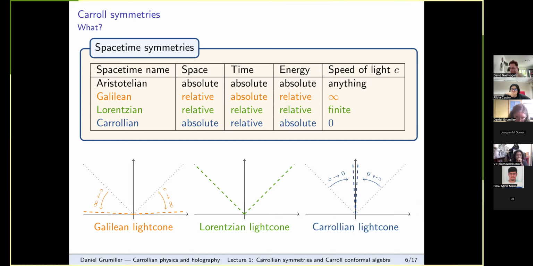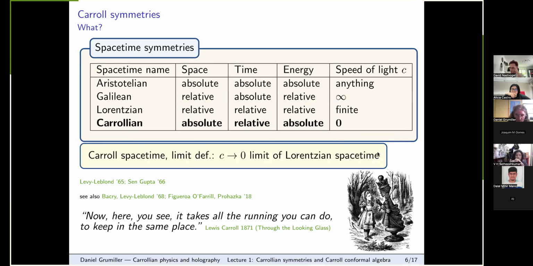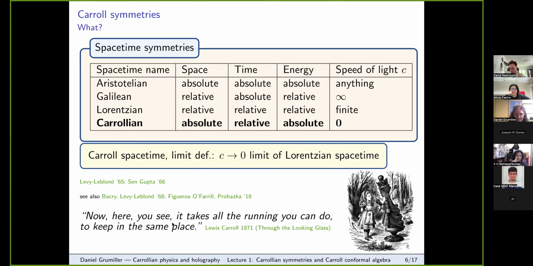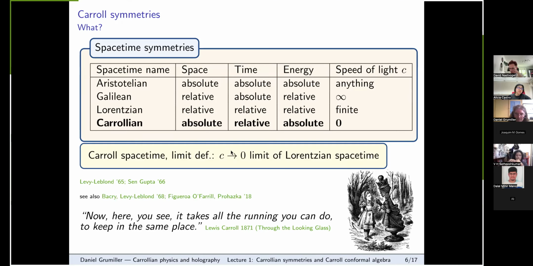Well, he was inspired by Lewis Carroll's book Through the Looking-Glass, where there's the scene between Alice and the Red Queen, where Alice complains that she can't move even though she's running so fast, and the Queen replies, "Now here you see it takes all the running you can do to keep in the same place." So the limiting definition of a Carroll spacetime is a c to 0 limit of a Lorentzian spacetime. And that was discovered in the mid-60s independently by Lévy-Leblond and Sen Gupta.